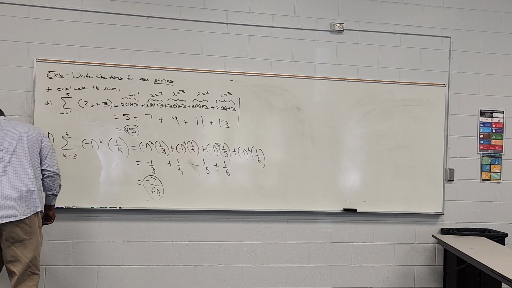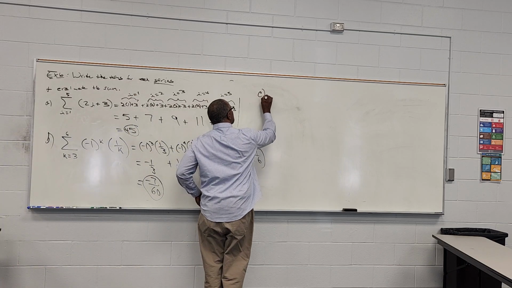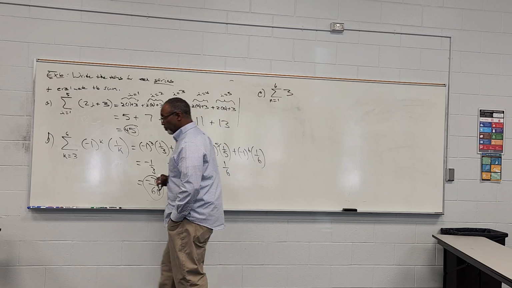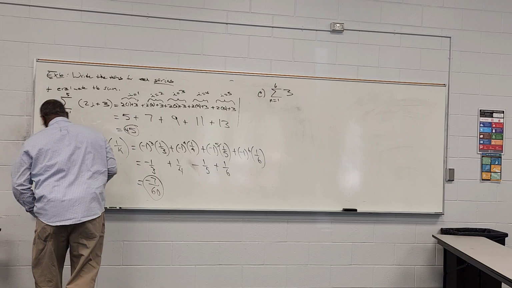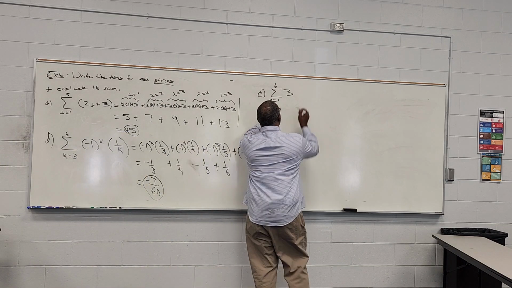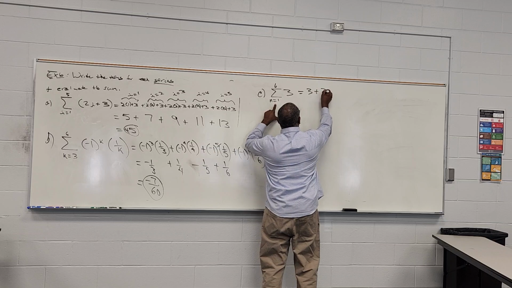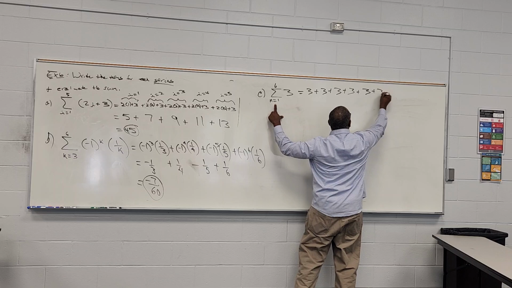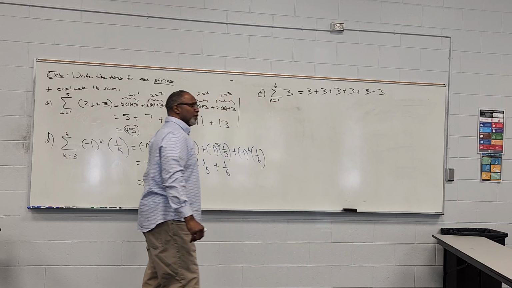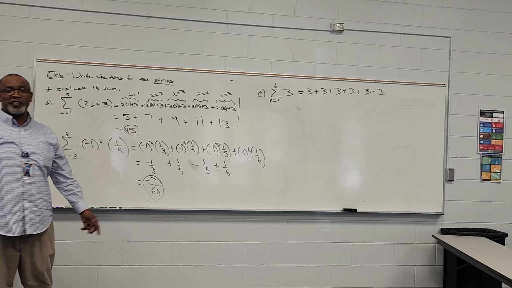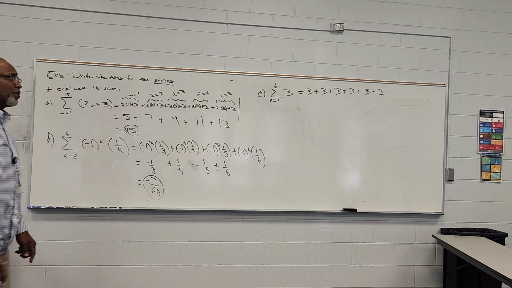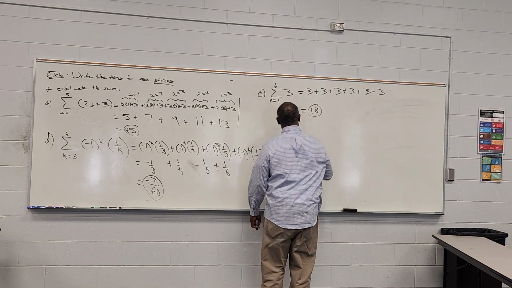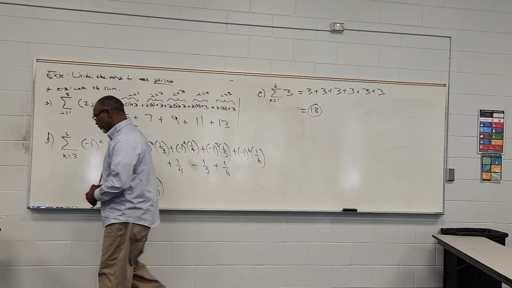Finally, C, the sum n equals 1 to 6 of 3. Well, that's the easiest one of all. When n is 1, 3. When n is 2, 3. When n is 3, 3. When n is 4, 3. When n is 5, 3. When n is 6, 3. It's just 3. You're adding 3 up 6 times. Well, 6 times 3 is 18. Or 3 plus 3 plus 3 plus 3 plus 3 plus 3 is 18.